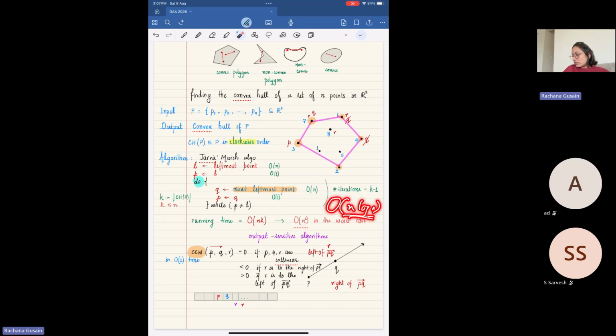It's not an output sensitive algorithm. It only depends on the input parameter n and has running time n log n, irrespective of how many points are there in the convex hull, that is, the output size. As long as k is order log n, Jarvis March is good. But if k is more than that, then there are other faster algorithms to find the convex hull.